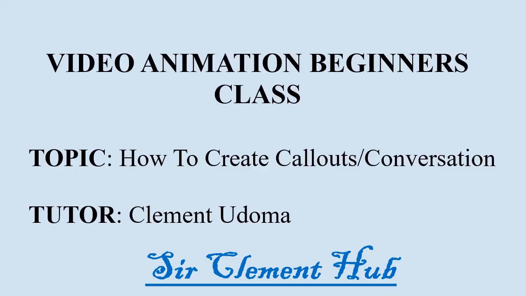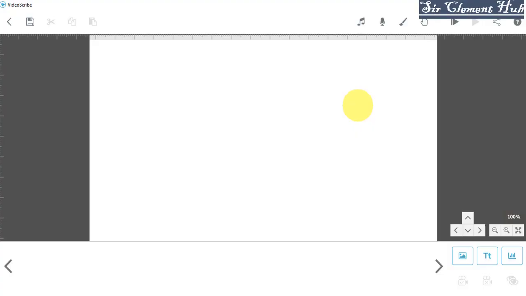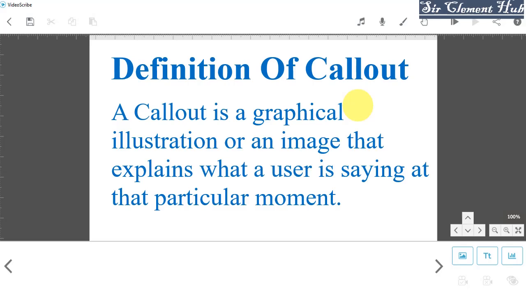Today we are talking about how to create conversation and callouts on VideoScribe. So let's see what a callout is. Let me define a callout. A callout is a graphical illustration or an image that explains what a user is saying at that particular moment. That's the meaning of a callout. Like two people are having a discussion or a conversation, so you want to represent it using a whiteboard video. You can use a callout to represent it.